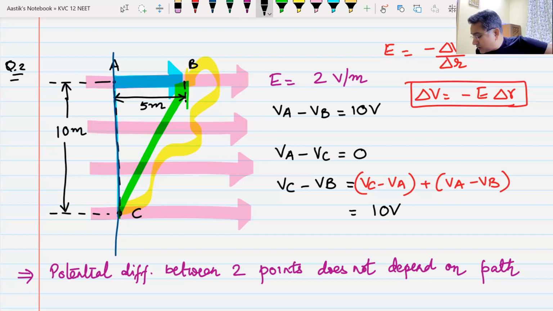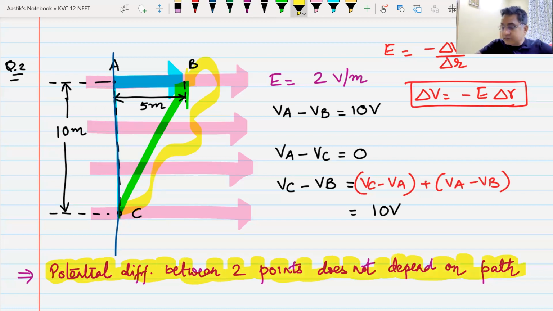We will do more questions on potential difference, one or two more questions from your previous year paper as well, and see how this question comes. But what you got to remember is potential difference between 2 points does not depend on path. And we will choose the easiest path to go there.